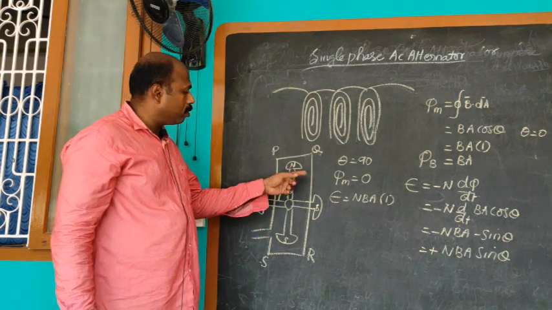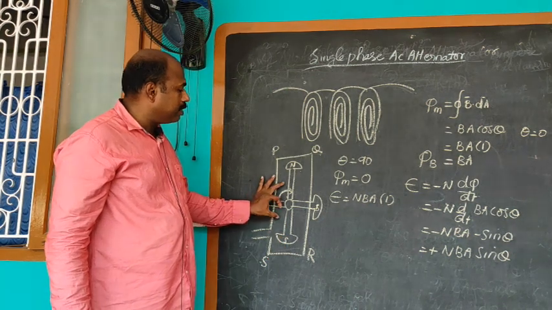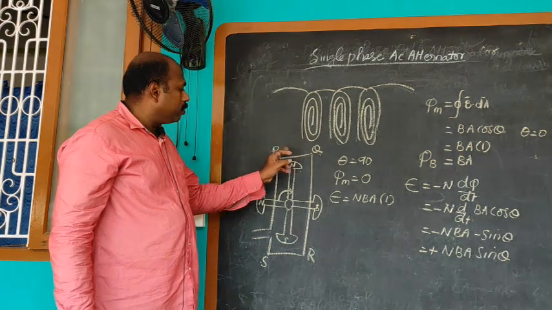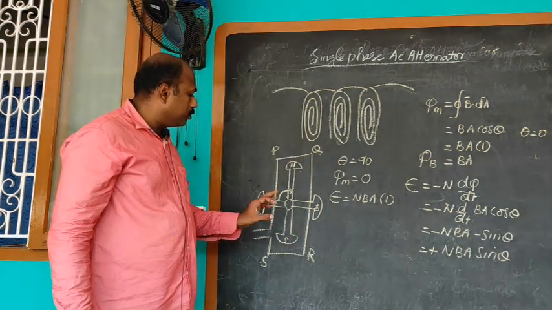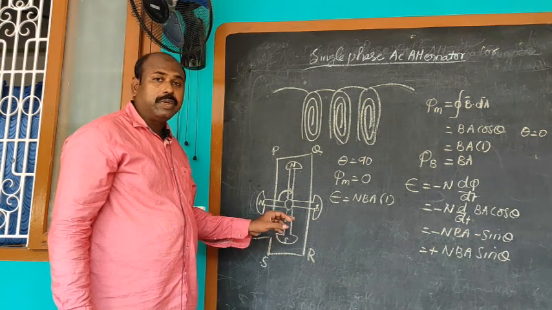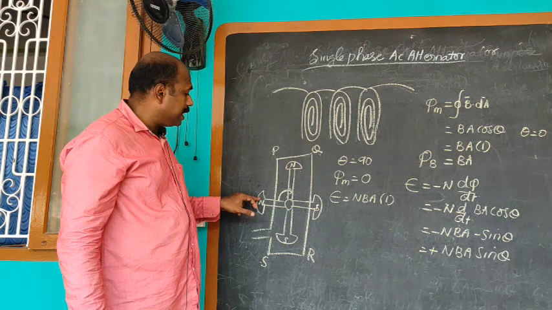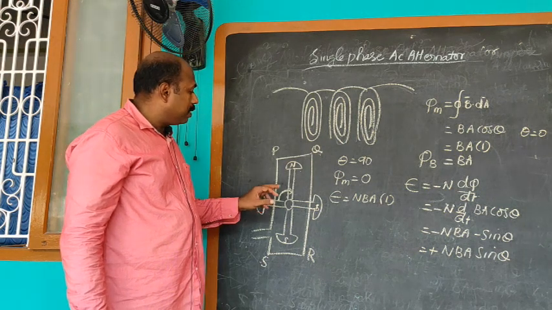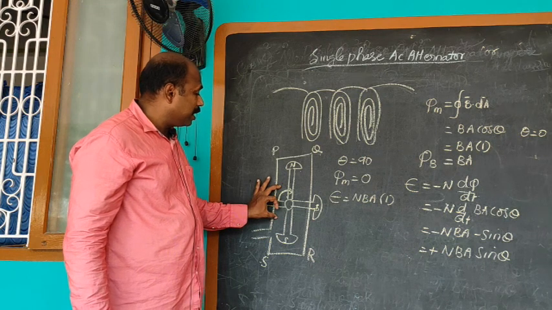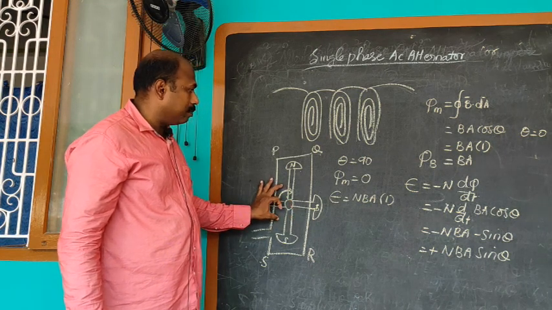Again one more rotation, what happened? At 270 degrees, the magnetic flux induced in the PQRS loop should be equal to 0 and the EMF should be maximum in the negative direction. Another rotation, it will come to 360. The EMF induced in the circuit should be equal to 0 and the flux induced in the circuit should be maximum.